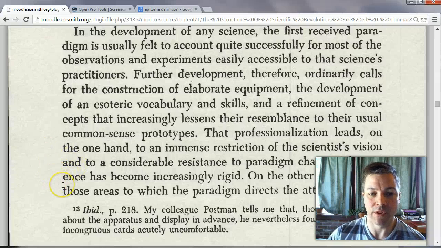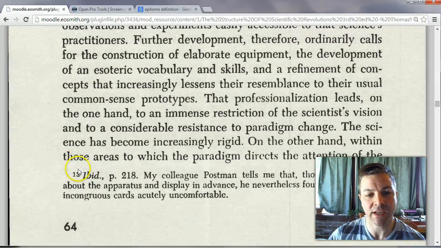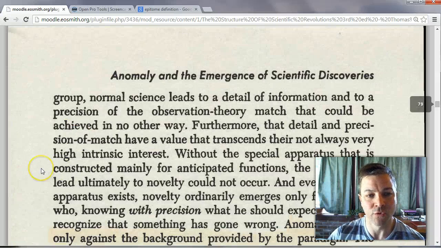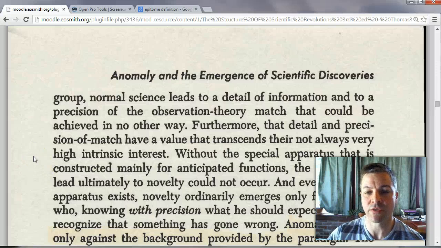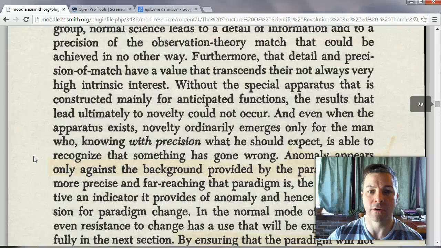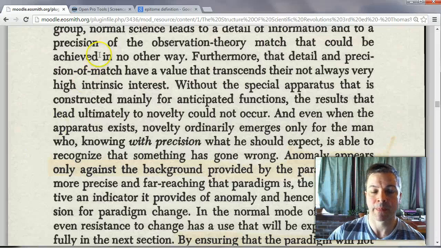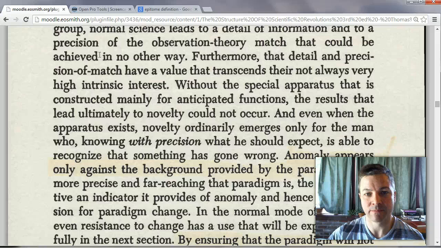On the other hand, within those areas to which the paradigm directs the attention of the group, normal science leads to a detail of information and to a precision of the observation theory match that could be achieved in no other way. So it actually does a great job of matching facts to the theory until it produces anomalies. Furthermore, that detail and precision of match have a value that transcends their not always very high intrinsic interest. Without the special apparatus that is constructed mainly for anticipated functions, the results that lead ultimately to novelty could not occur.